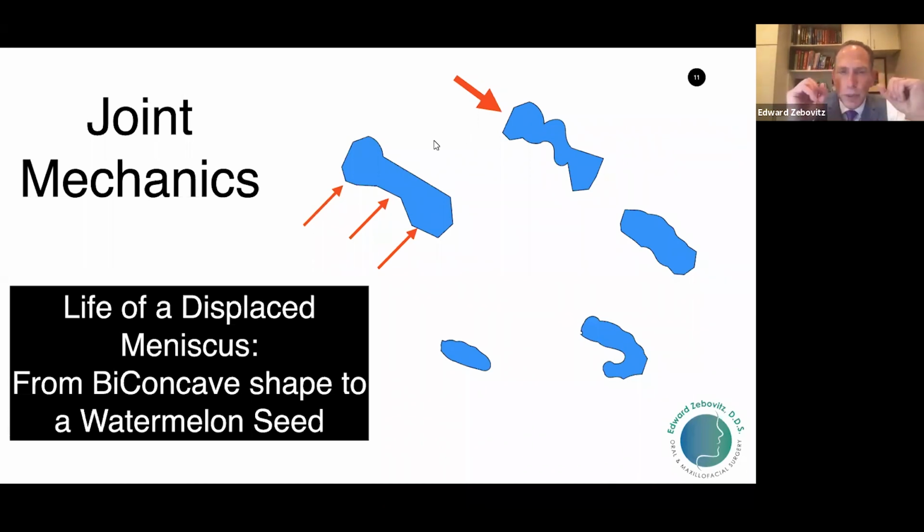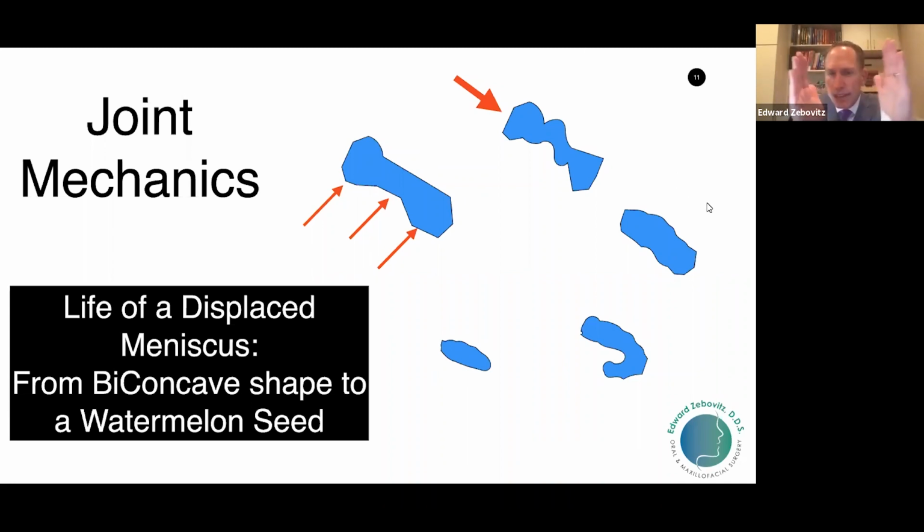It's got a nice shape to it. It's thick, thin, and thick, and it's got good length to it. So it has a shape and morphology, and it has good length. But then when it's been displaced for a period of time, it starts to get changed in its shape.